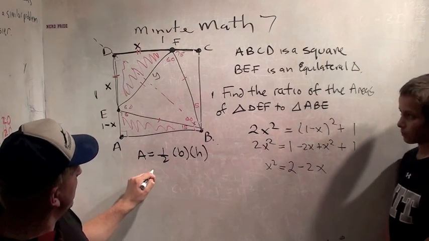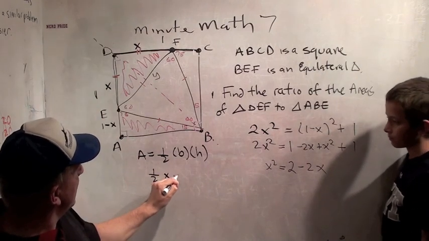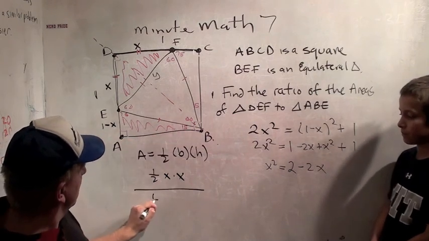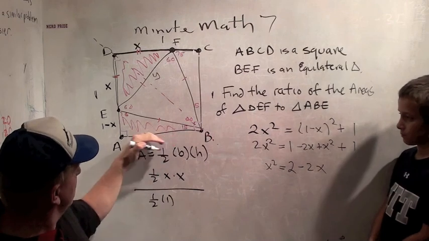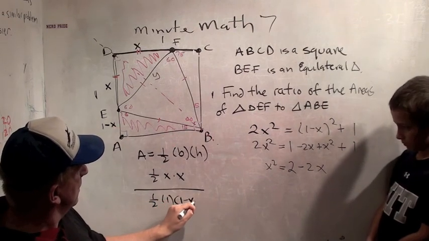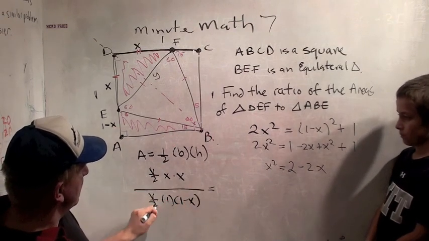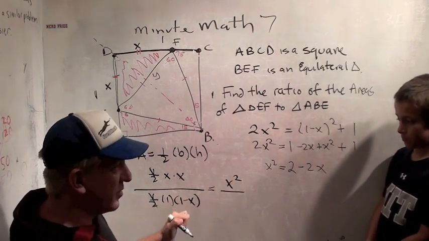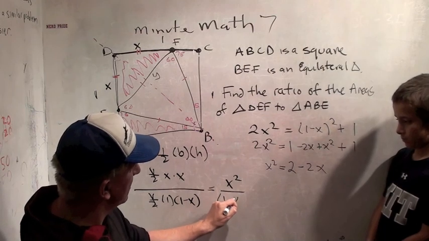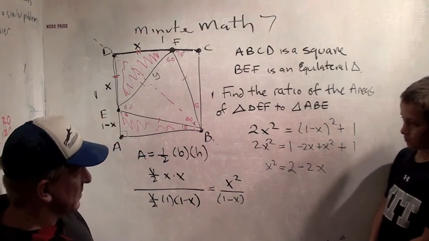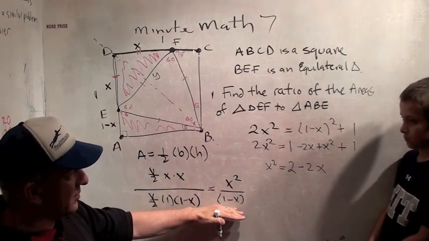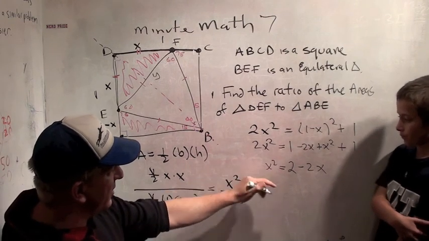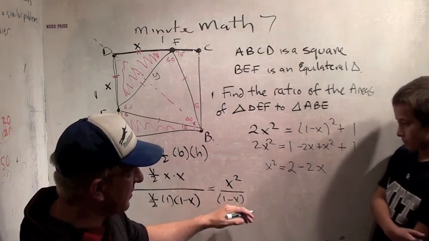So we're trying to find the ratio of 1/2 x times x divided by 1/2 base times height. In other words, the 1/2s cancel, and we're trying to find the ratio of x squared divided by 1 times 1 minus x, which is just 1 minus x. Okay? This is what we're trying to find. This is what makes this a really neat problem. We know we have an x squared here. It would be great if we could get a 1 minus x on the bottom.